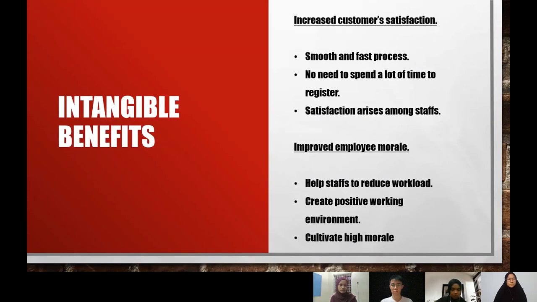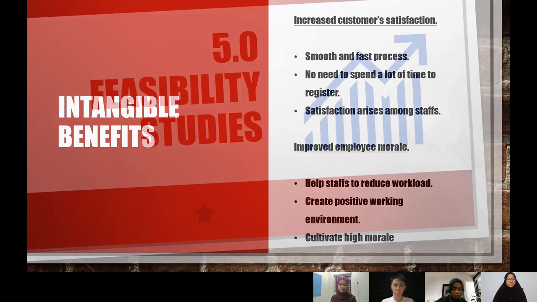And lastly, it can improve employee morale. This means that developing the new system can minimize the registration process. Then it will reduce workload among the workers, create a positive working environment, and cultivate positive morale among workers. So when they feel happy, of course they will become more motivated to perform their tasks at the workplace.